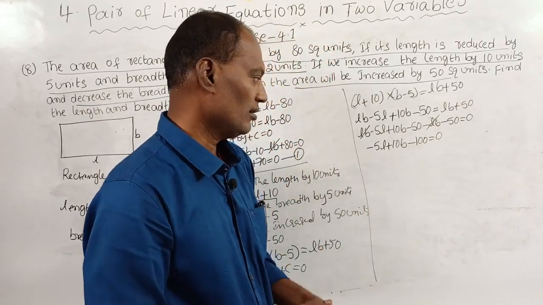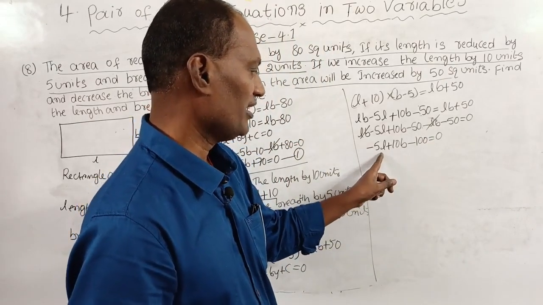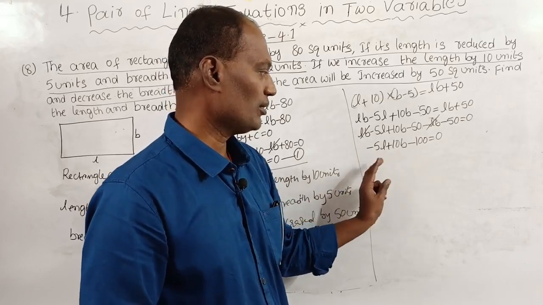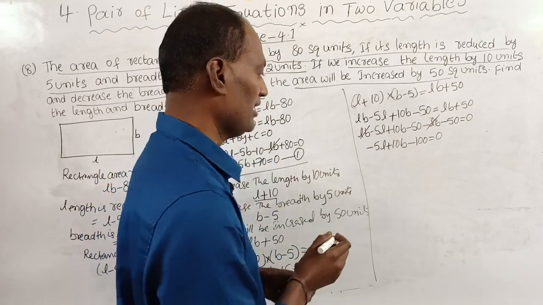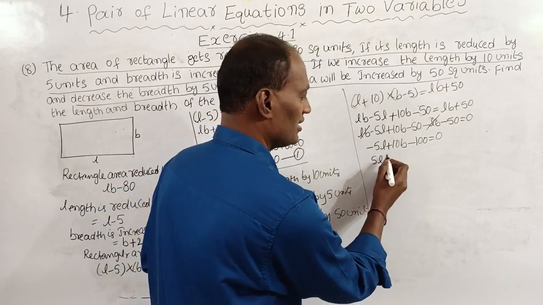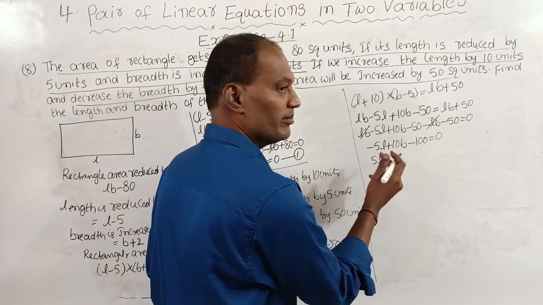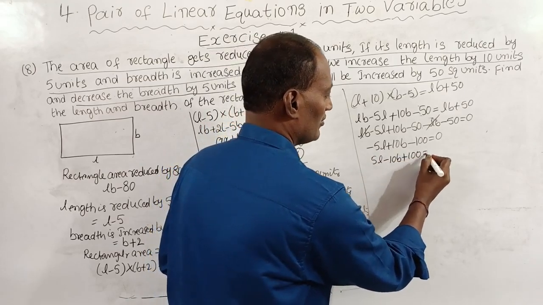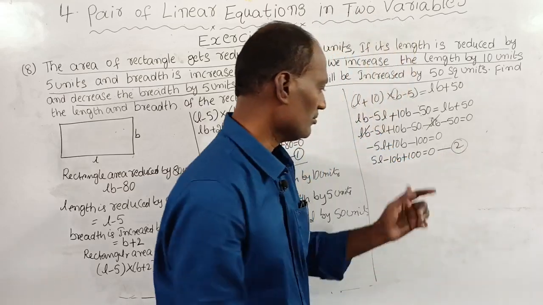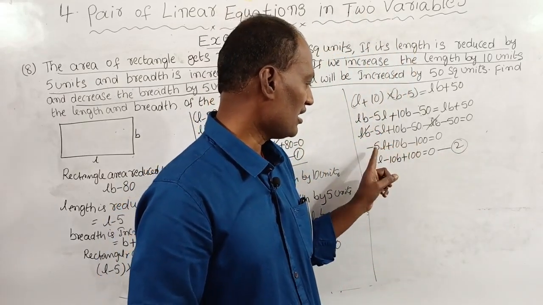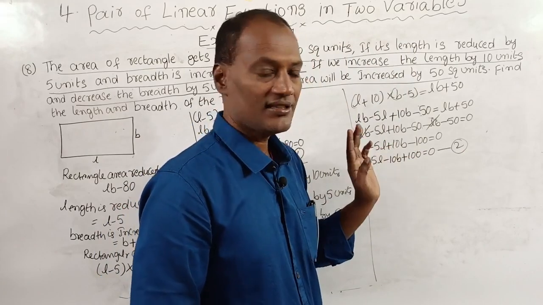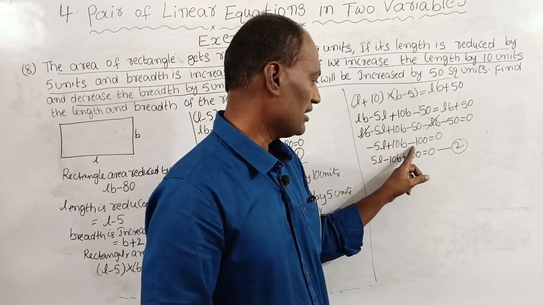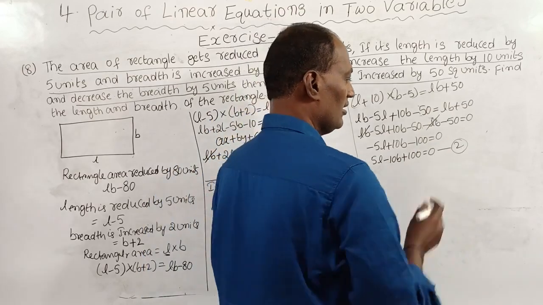Or we can multiply with minus, because it is starting with minus. If you multiply the total equation with minus, minus into minus 5L is plus 5L; the symbols will change automatically. Minus will be plus, plus will be minus. 5L minus 10B plus 100 equal to 0. Minus into minus is plus 100. This is the second equation.